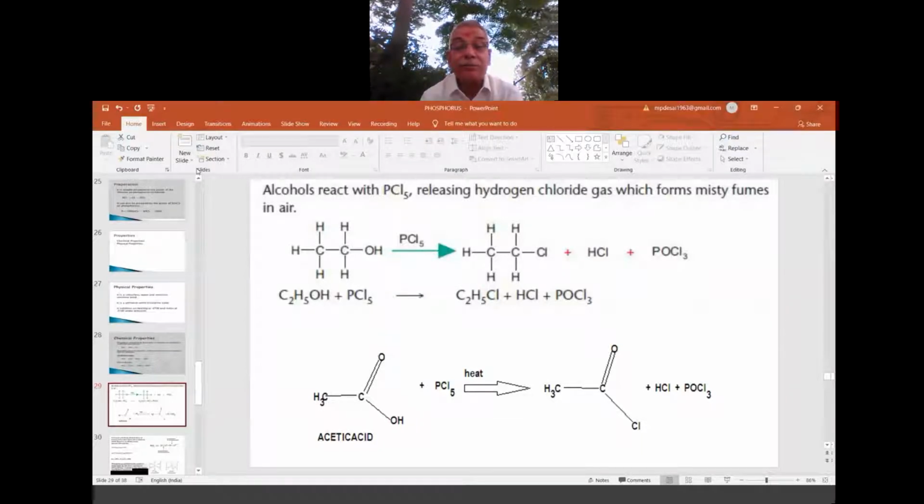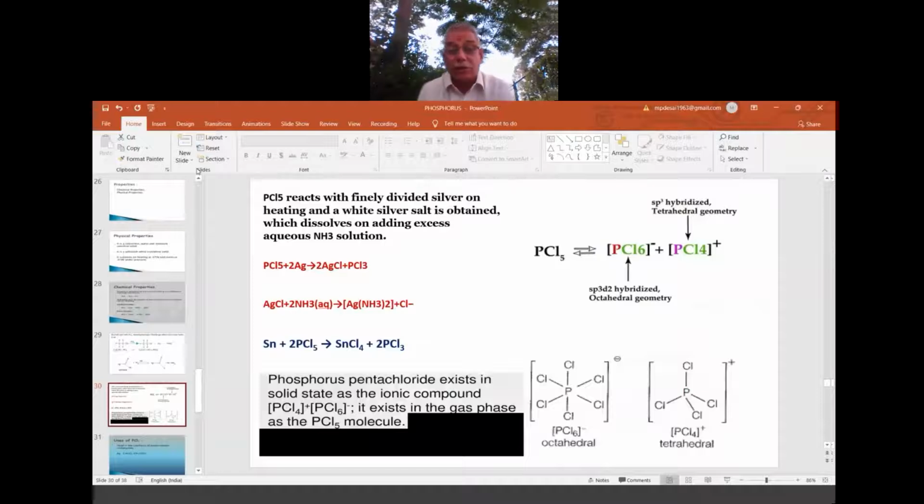Okay, right. Now you see, in the solid state, this is the most important part of PCl5. In the solid state, PCl5 will exist as PCl6 and PCl4. That means PCl5 in the solid state exists as 2 PCl5 units. 2 PCl5 means P2Cl10. So that P2Cl10 will exist as PCl6 and PCl4 units. Okay, so highly ionic, because we have the positive and the negative charge on the PCl4 and the PCl6.